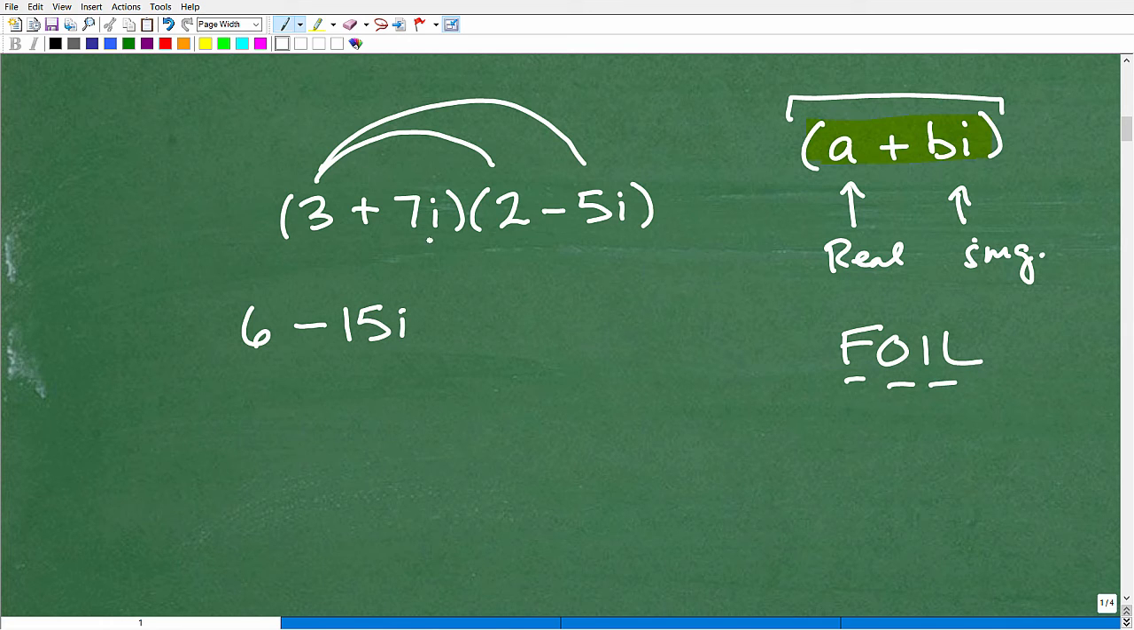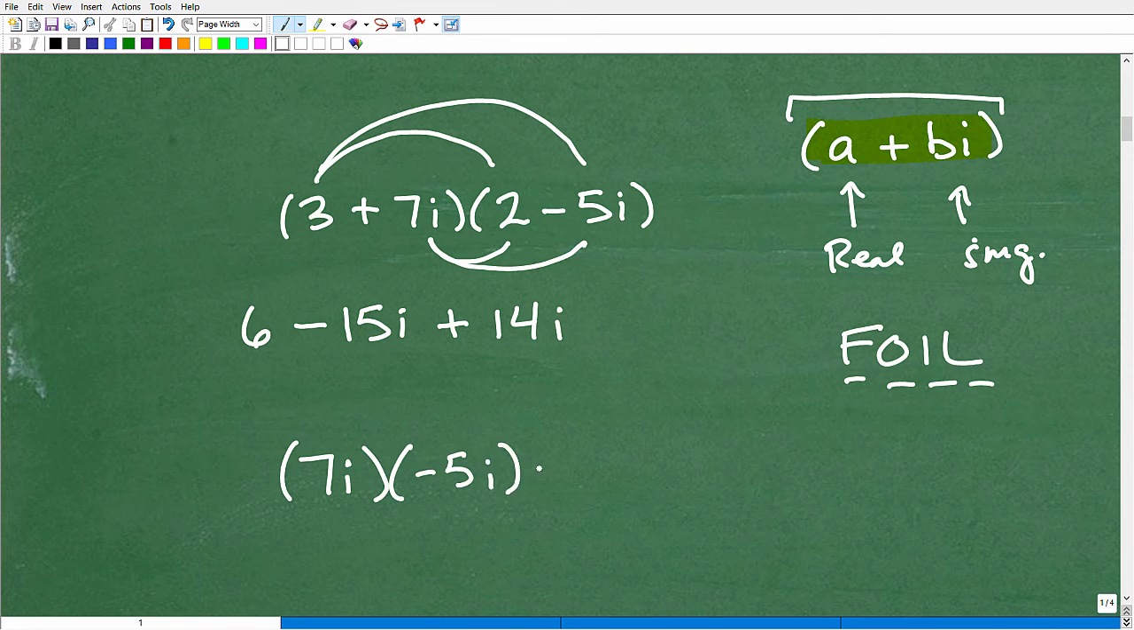Then we'll do the inner. So that's going to be 7i times 2, so it'll be plus 14i. Okay, and then we'll do the last: 7i times negative 5i. Let's look at this one real quick because this might confuse some of you. 7 times negative 5 is negative 35, and we're multiplying these i's here, i times i, so i squared. Negative 35i squared.